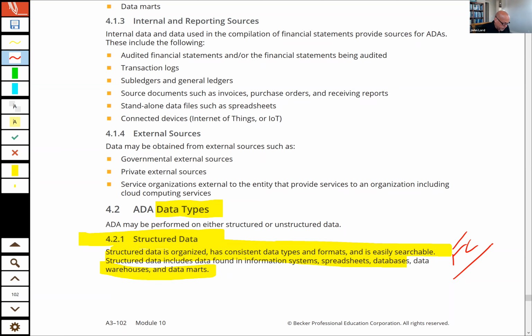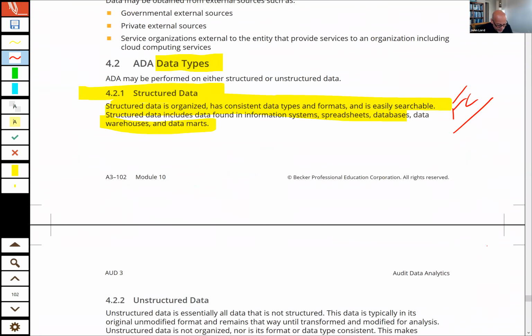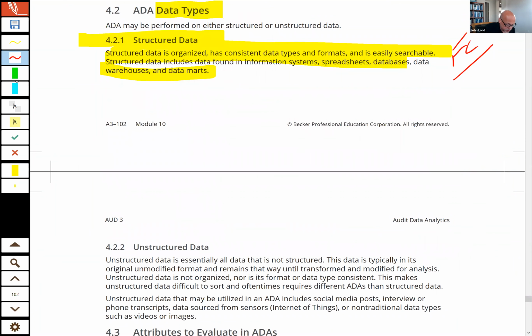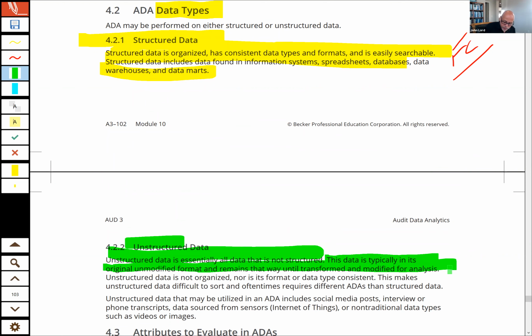Now you come over to the next page, and of course, you could have unstructured data, and unstructured data is essentially not structured, right? So it's basically in an unmodified format and remains that way until transformed and modified for analysis. I would think that most of your data analytics these days, right now anyway, are going to be performed on more structured data than unstructured.